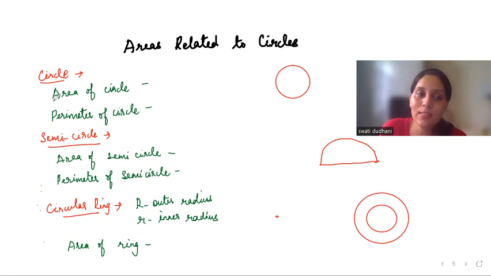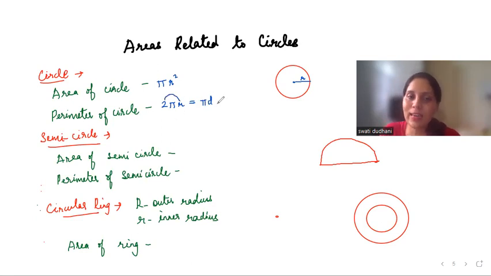First one is circle. Circle area is, as we know, this is the radius. Area of circle is pi r square, and perimeter basically is the circumference of circle, which is 2 pi r or pi d, because 2r is basically the diameter. Anything can be used. Next, semicircle is half of a circle. The formula divided by 2.